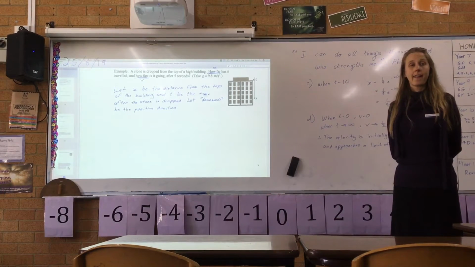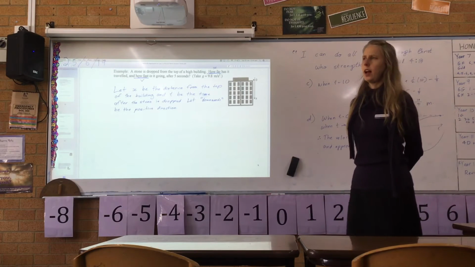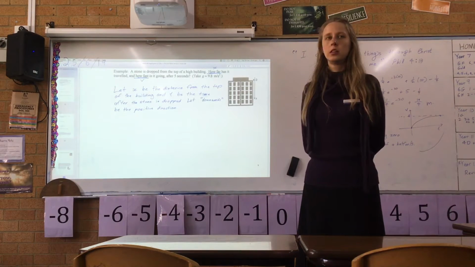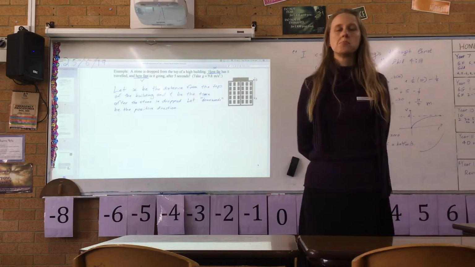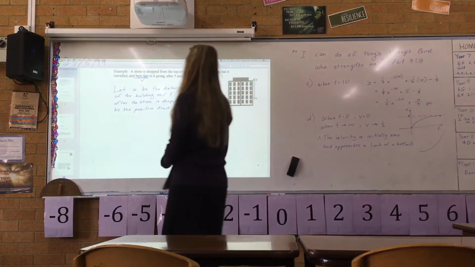Instead of writing it in words, we could do a sort of arrow, like the diagram has, and just put a positive sign next to it. Just say it's positive.